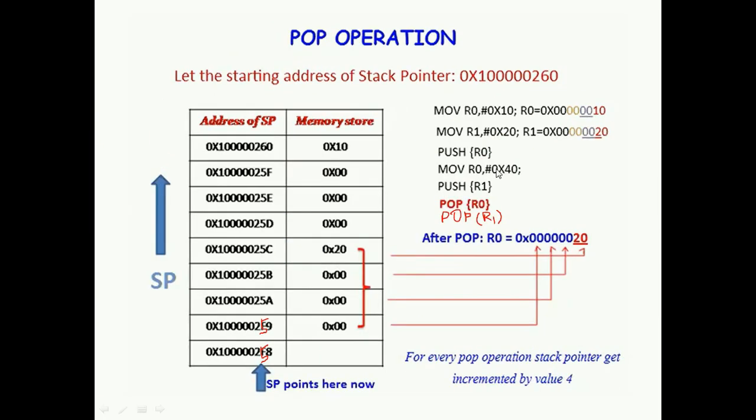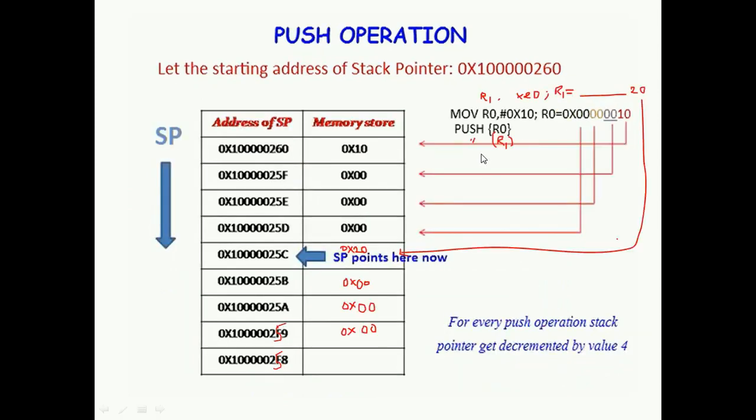Now we'll see the pop operation. Again let's take the starting address of the stack pointer as the same. This is pointing to stack memory. These are some instructions I have written: MOV R0, comma immediate value; MOV R1, comma immediate value. In 32-bit format, the contents of registers R0 and R1 are saved like this. After that I am doing push on R0, the same as this operation.